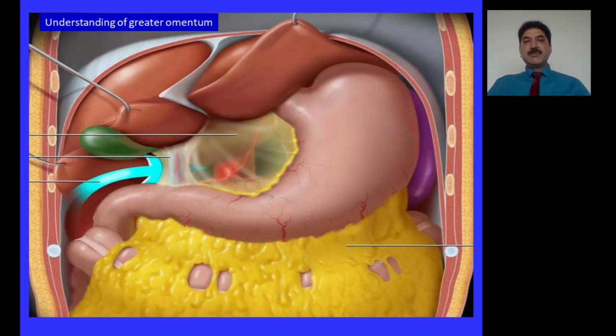To understand the anatomy of the greater omentum, let us start from the lesser omentum. Lesser omentum is a double-layered fold of peritoneum that connects the lesser curvature of the stomach and the first 2 centimeters of the duodenum with the liver. It has 2 layers. These layers split to enclose the stomach. And from the greater curvature of the stomach, these layers hang down as descending layers of the greater omentum.